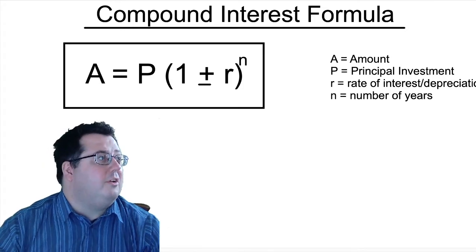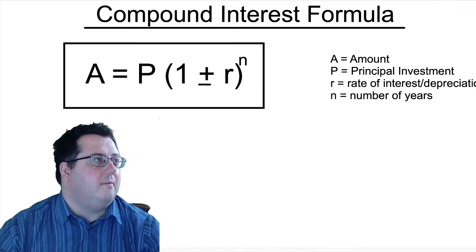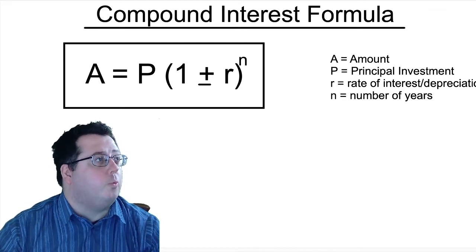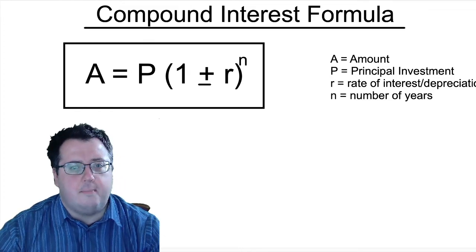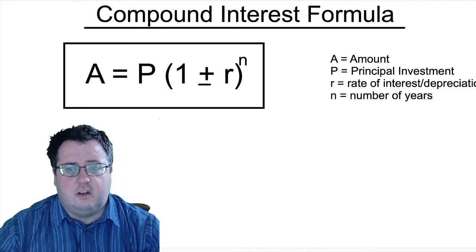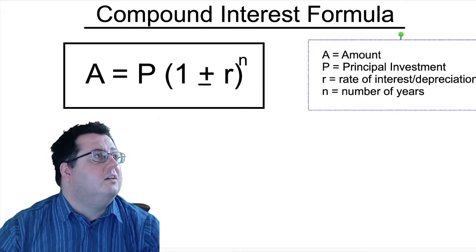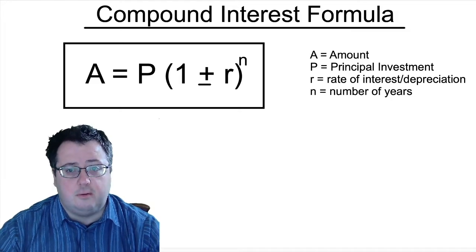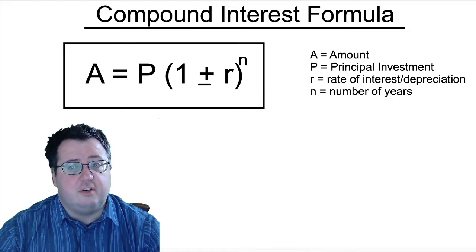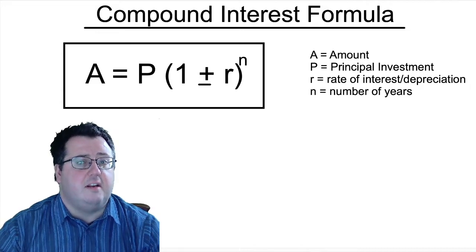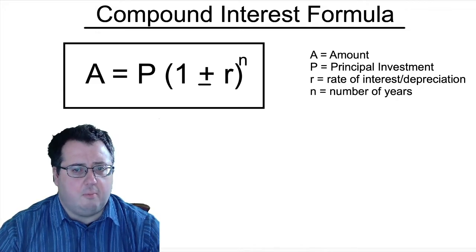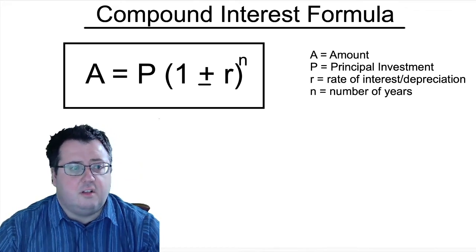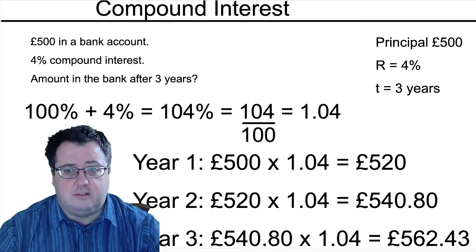I want to look at the compound interest formula, which is this thing up here. A equals P, open brackets, 1 plus or minus R, to the power N. Okay, so I'll spell out what all of those things are. A is the final amount, P is the principal investment, R is the rate of interest or depreciation, and N is the number of years. So how can we use this formula? Well, let us look at the same problem we did here.